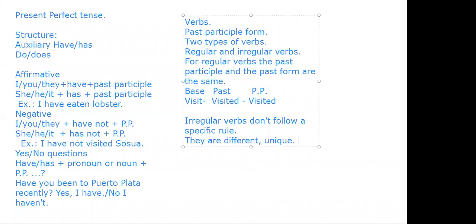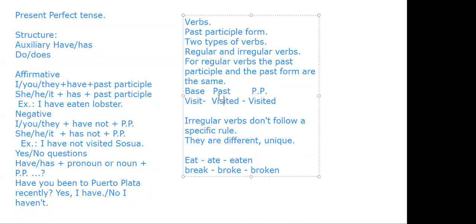So they are unique. For example, eat, the past of eat, ate, the past participle, eaten. Eat, ate, eaten. Another, break, the past, broke, the past participle, broken. Break, broke, broken. So, like that, we have many irregular verbs. As I told you, I sent you a list with irregular verbs. Please check them out, have them there handy. So every time you're completing an exercise or one of the activities that I'm going to tell you to do to practice with them, you have them right there, okay?